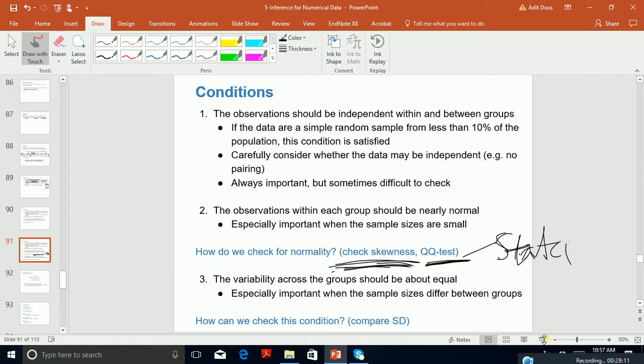And the variability across the groups should be about equal, which is especially important when sample sizes differ between groups. So we also want the variability to be about equal, right?